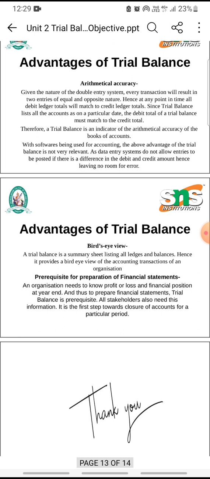These are the advantages of a trial balance, and we have seen the meaning, advantages and the elements of a trial balance and journal entries. That's it.